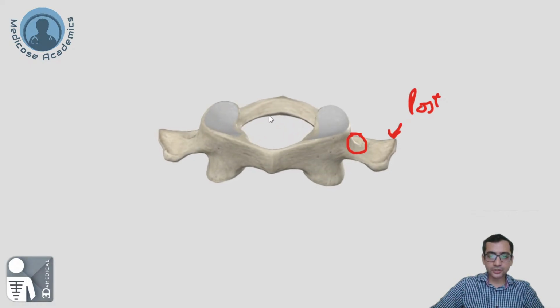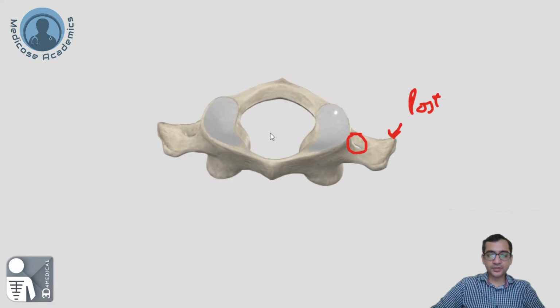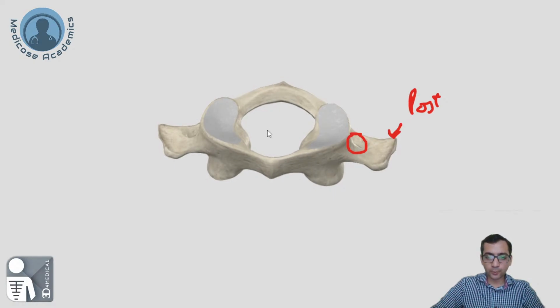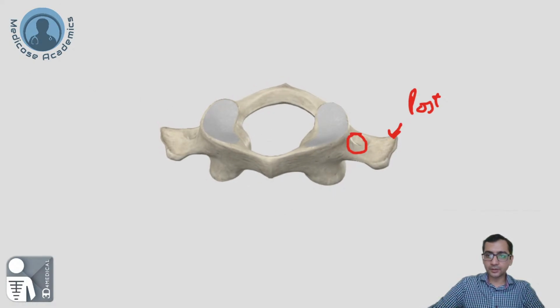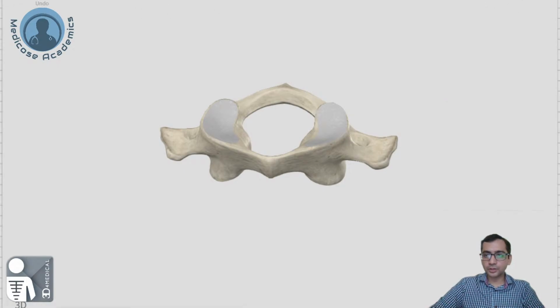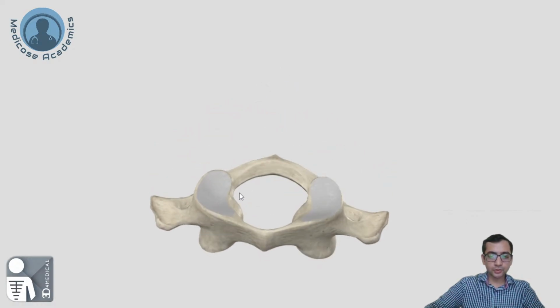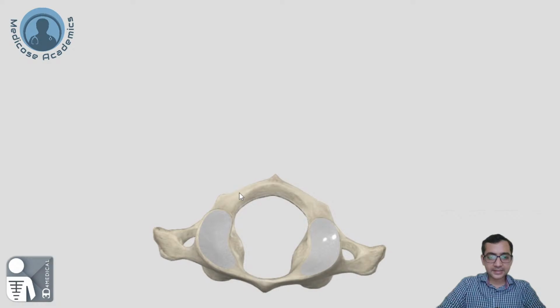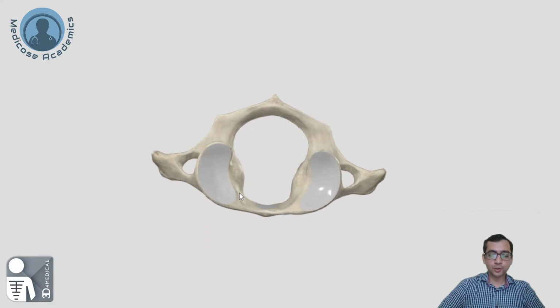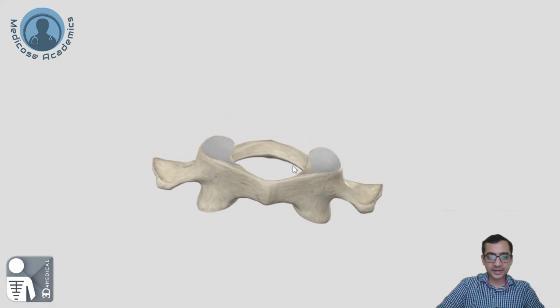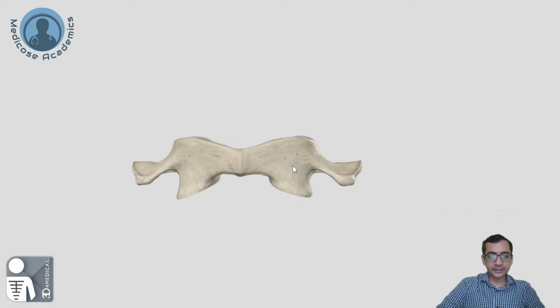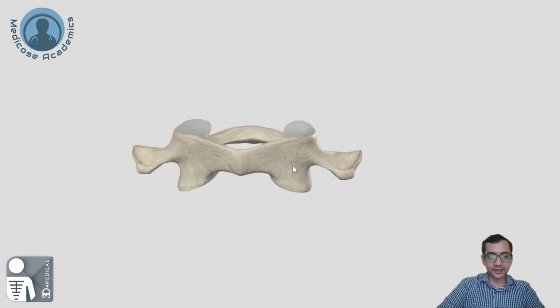And the articular surfaces: there are two, one on the top aspect of the lateral mass and one on the bottom aspect of the lateral mass. The top aspect helps in making the joint with the occipital bone, the occipital condyle, making the atlanto-occipital joint. As you can see from here, this is kidney shaped, and if we look from the side, it is concave, it has a dip.